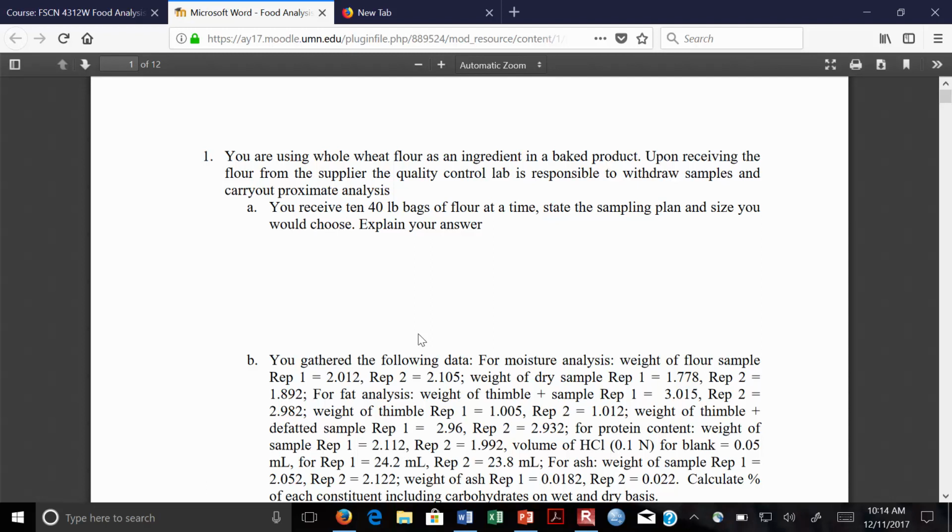If you select Mojonnier, since it's flour, you want to say digestion with HCl followed by extraction with two ethers, the petroleum ether and the ethyl ether, and then evaporation of the solvent. Then you measure directly the weight of the fat, which is different than Soxhlet, where the difference in weight is the fat. In Mojonnier, you weigh the fat directly in that pan.